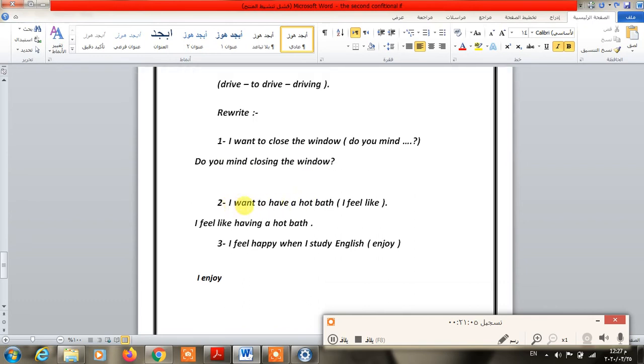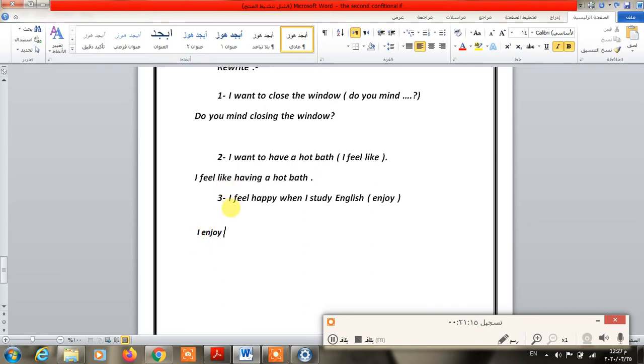I want to have a hot bath. I feel like. Feel like is a feeling verb also. I feel like having a hot bath. Number 3, I feel happy when I study English. I will use enjoy. Enjoy is from the feeling verbs, so I will use a gerund. I enjoy studying. The main verb is study, I will add ing. I enjoy studying English.